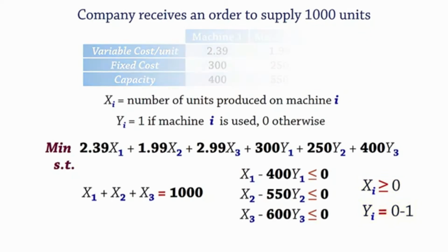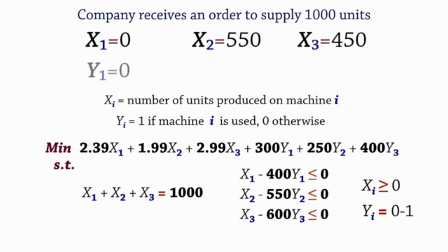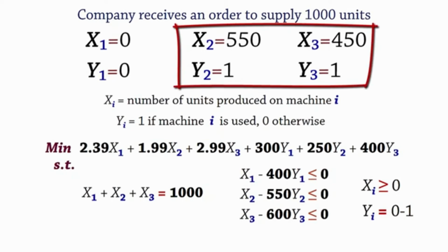On solving this model, we obtain x1 equals 0, x2 equals 550, x3 equals 450. And for the binary variables, y1 equals 0, y2 equals 1, and y3 equals 1, showing that only machines 2 and 3 should be used. And that completes this fixed cost problem.